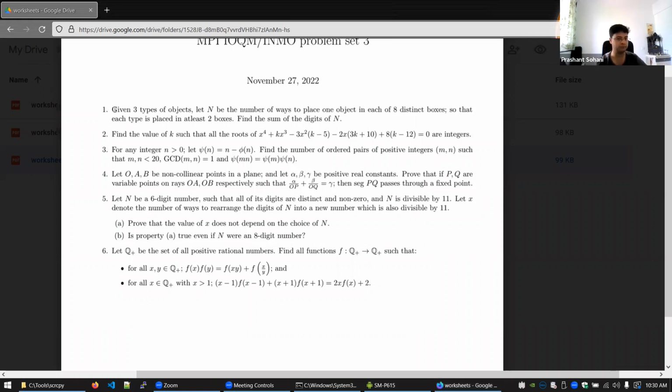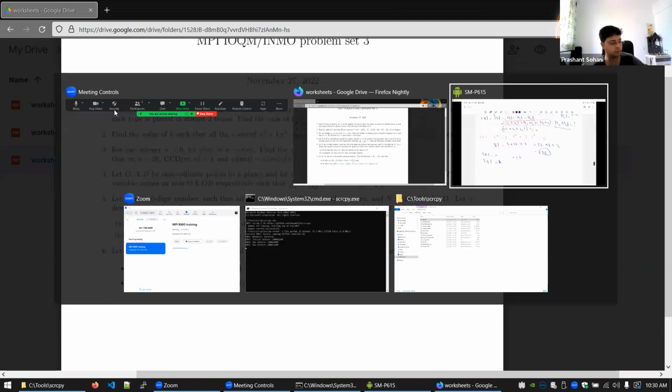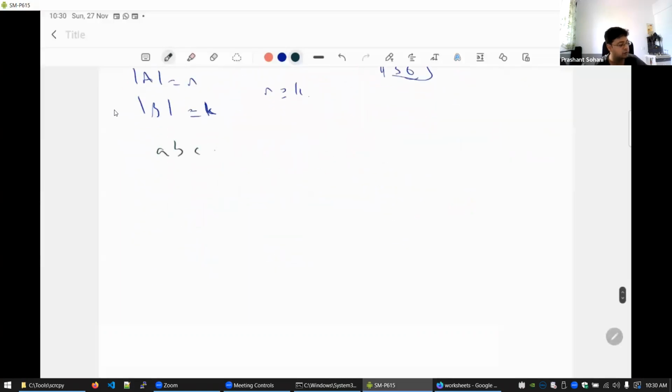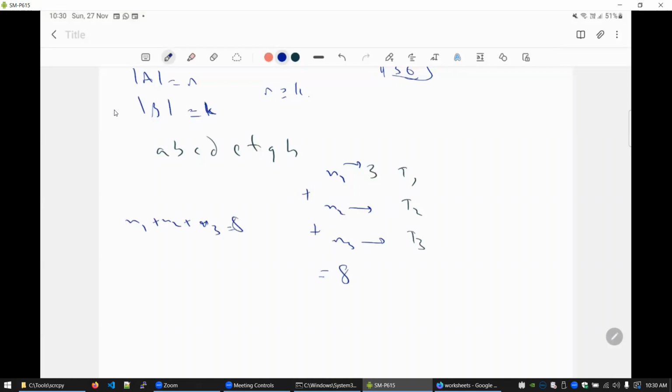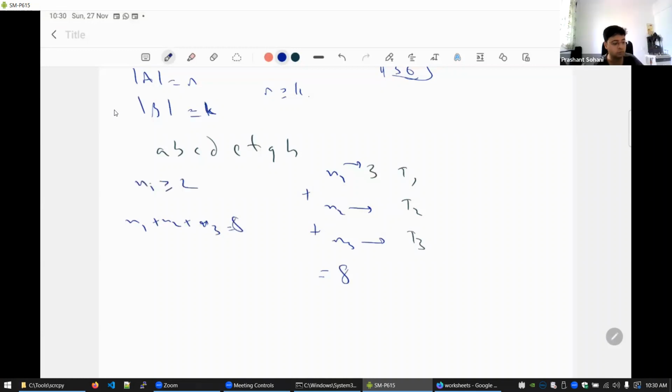Given three types of objects. So basically, let us label the objects A, B, C, D, E, F, G, H. And we have three types: type 1, type 2, and type 3. So very simply, just as what earlier we had done, Raghav, let x1 be the number of objects which take type 1, x2 the number which take type 2, and x3 the number which take type 3. So x1 plus x2 plus x3 will be equal to 8, right? Yes. And not only that, we know that each of these has to be at least 2.